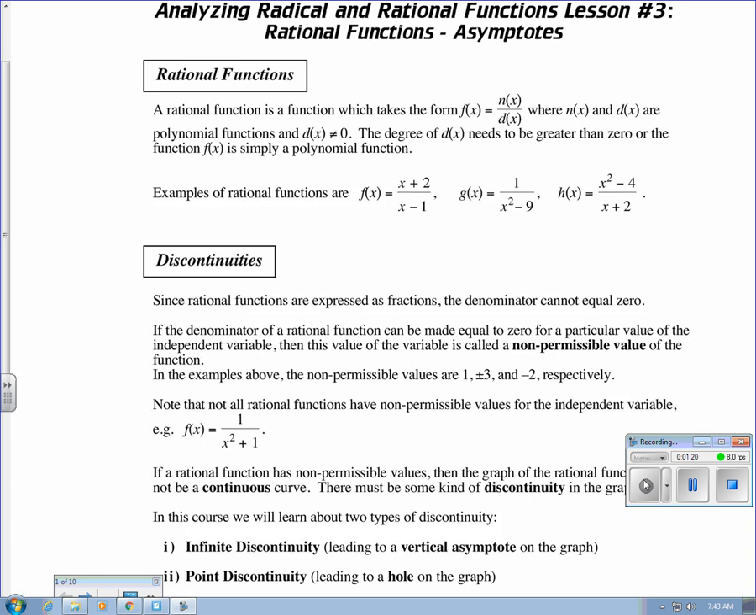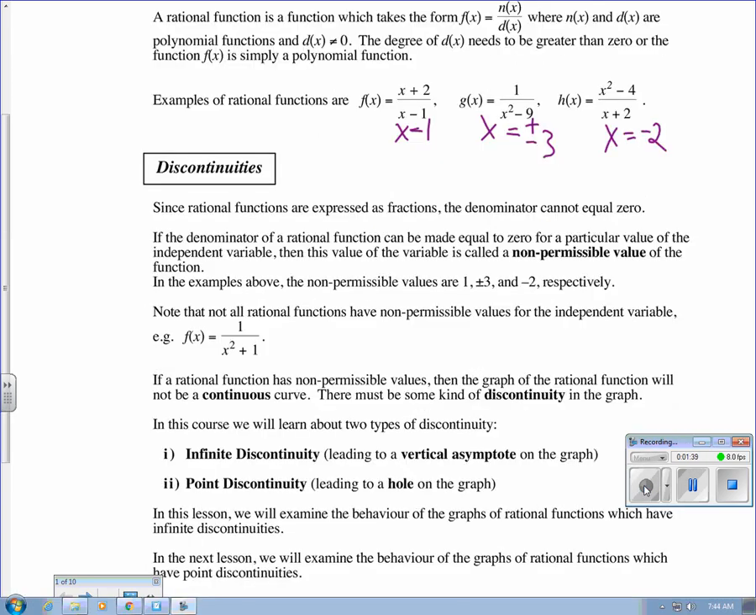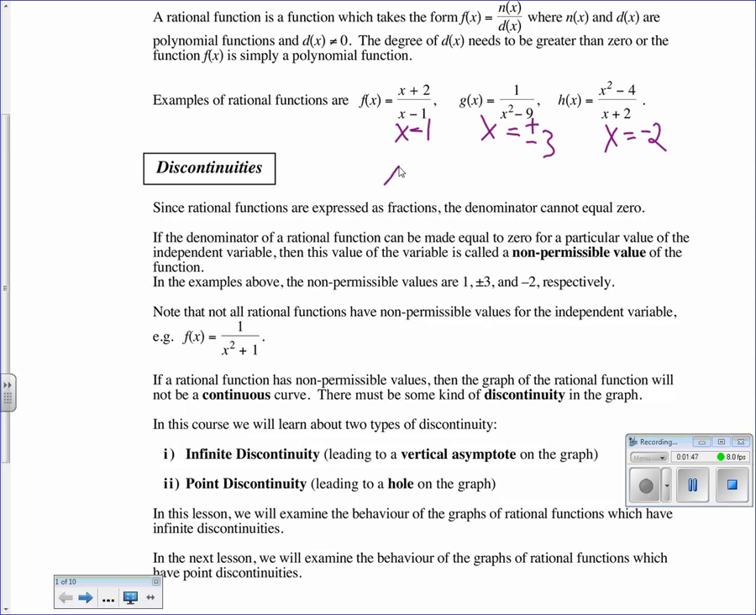And we end up with problems with denominators. Remember, you cannot divide by 0, and that will occur here when x is equal to 1. It will occur here when x is equal to plus or minus 3, and it will occur here when x is equal to minus 2. Those values are referred to as non-permissible values, and we'll actually write them as x cannot equal 1, x cannot equal plus or minus 3, x cannot equal negative 2. It creates problems in the graph.